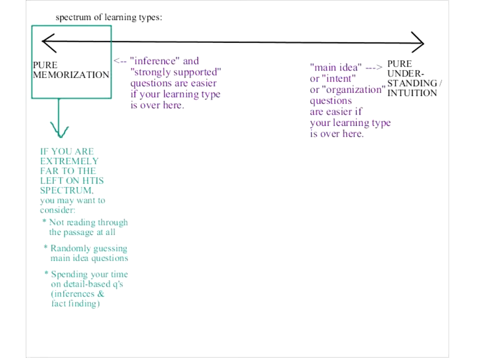Because if you learn like this, then you're going to find all main idea questions really hard, and you're going to find all intent and organization questions really hard, regardless of what their so-called difficulty level is. But you're going to find the inference questions easy. If you're more of an intuitive thinker, then it's going to be exactly the other way around. If you're more of a main idea type thinker, you're going to find all the inference and support questions much harder. But you're going to find main idea, support, and organization and intent type questions easier.